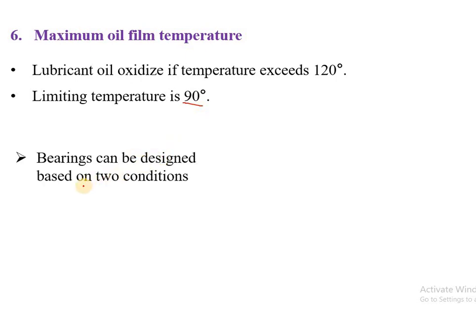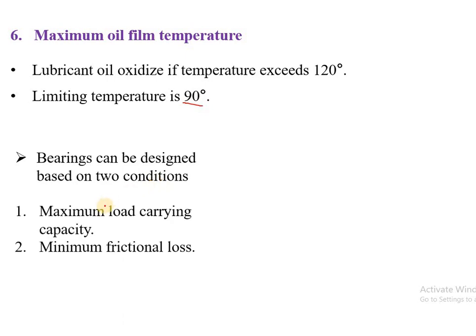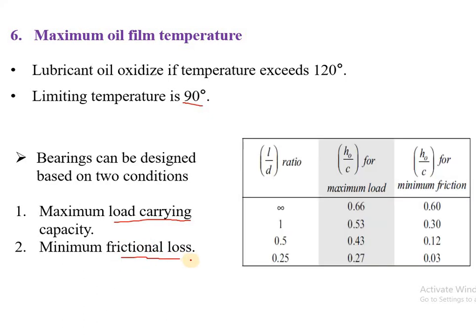Now again, a bearing can be designed based on two conditions, that are maximum load carrying capacity and minimum frictional loss. Based on these two conditions, normally the bearing is designed. The bearing should have high load carrying capacity, and there should be minimum frictional losses. So again, if you know the L by D ratio, then H0 by C for maximum load, these are the values. H0 by C for minimum friction, these are the values.